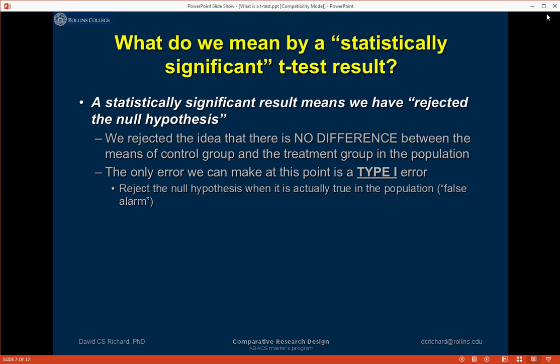And essentially the type 1 error rate is equal to what we call the alpha rate, which is 0.05. The probability of making a type 1 error is equal to the regions of rejection. But again, that's information you probably don't need to know to understand the point of a t-test. But what you should understand is when we have a statistically significant t-test result, what that means is we've rejected the null hypothesis. We've rejected the idea that there is no difference between the control group and the intervention group.